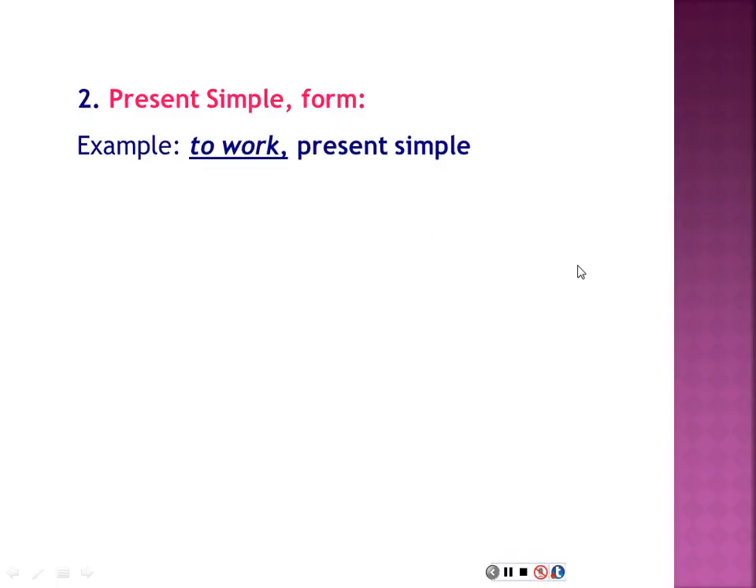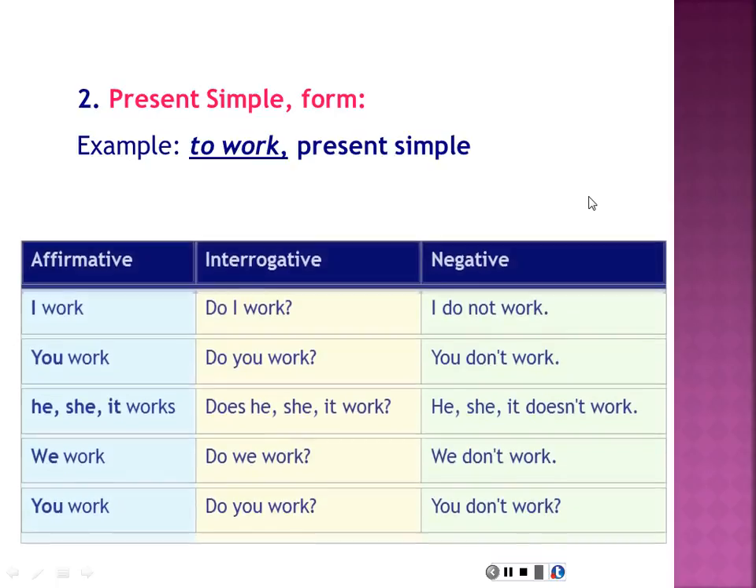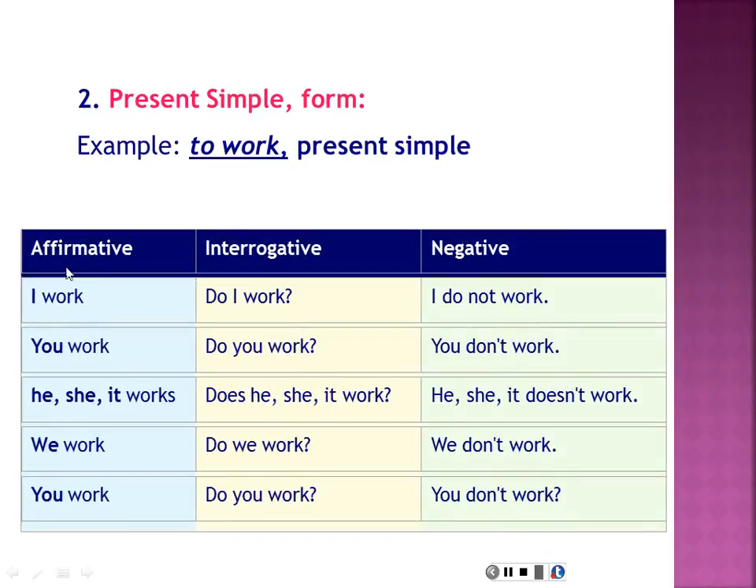So now we'll have the form. We will have all the forms of verb present simple using the verb work or to work. So let's see this table that we have. It shows you all the forms of the present simple. We'll start with affirmative حالة الإثبات, interrogative حالة الاستفهام, questions, asking questions, or interrogative حالة الاستفهام, negative نفي when we say no.